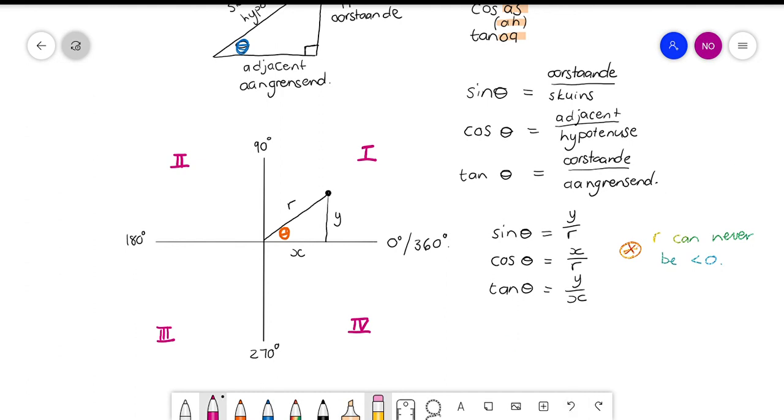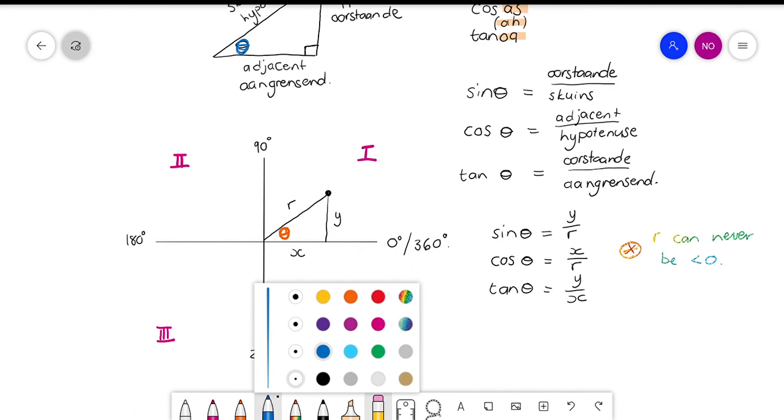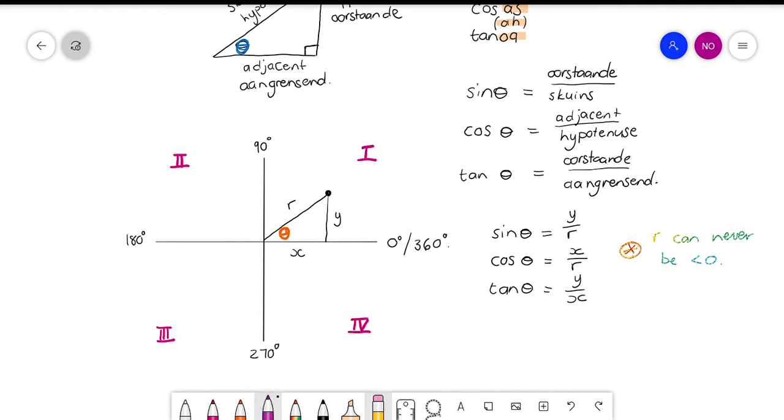Okay. Then we have what we call our cast diagram. And the reason why we call it that is it gives you the signs of the different functions in each quadrant. So you write it like this. Kan julle sien?